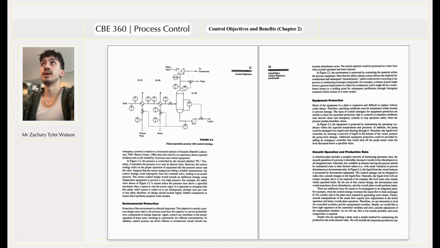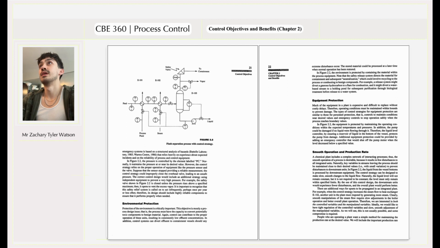That is, controls to maintain conditions near desired values, and emergency controls to stop operation when the process reaches boundary values. All of this information that I'm reading is boring me. I'm literally having to speak twice the amount that I would be speaking just because it's so boring. It's so simple. In Figure 2.2, the equipment is protected by maintaining the operating conditions.